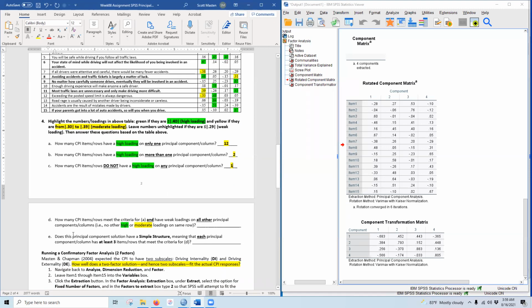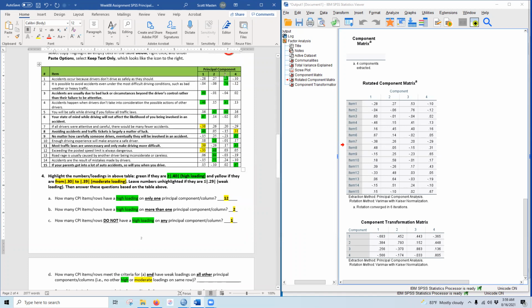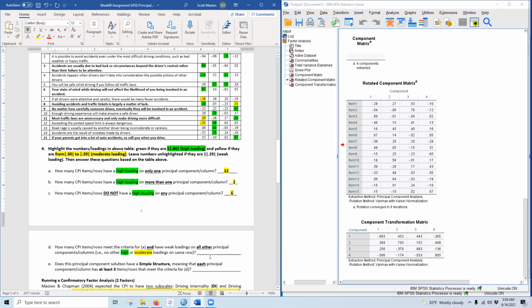How many CPI items or rows meet the criteria for A and have weak loadings on all other principal components? No other high or moderates. So we're looking for ones that are green on just one column, okay? So we got 1, 2, 3, no, no, 4, no, no, 5, 6, no, 7, 8, 9. I got 9 of the items, 9 out of 15, not too great, that load strongly. They meet the criteria for A.